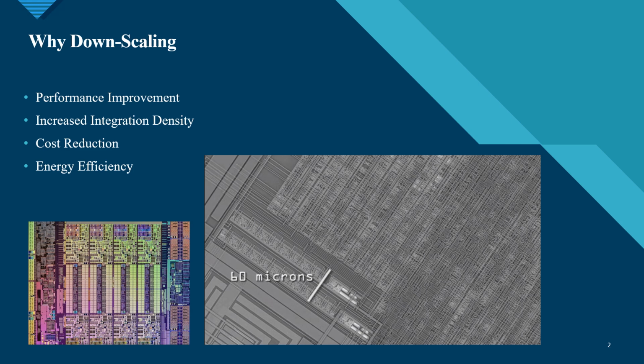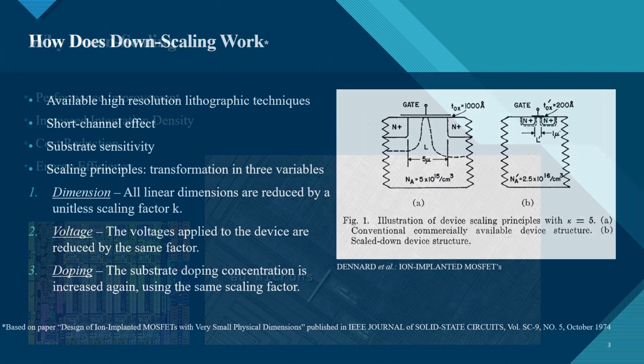And the fourth one is energy efficiency. Smaller MOSFETs typically require lower operating voltages and consume less power, making them more energy efficient. This is particularly important in battery-powered devices, where energy efficiency directly impacts battery life and overall device runtime.